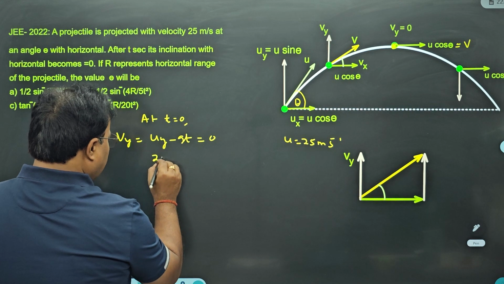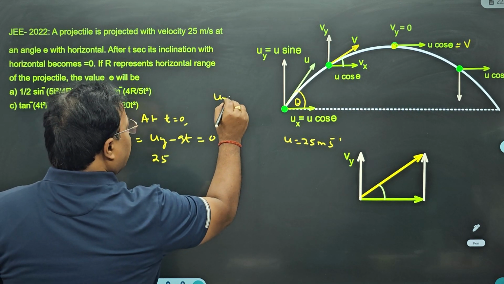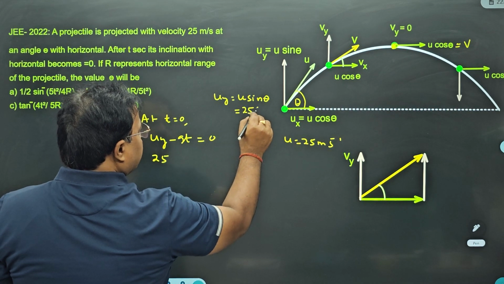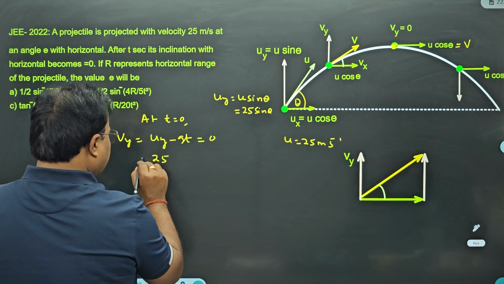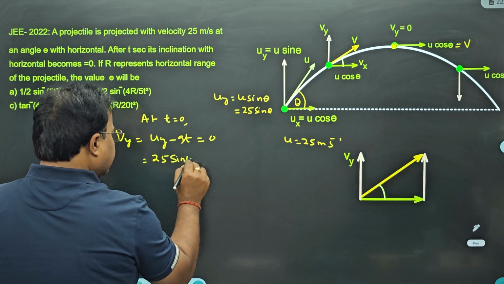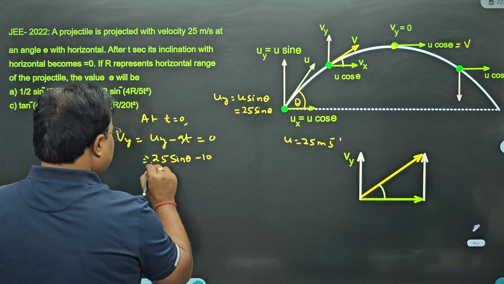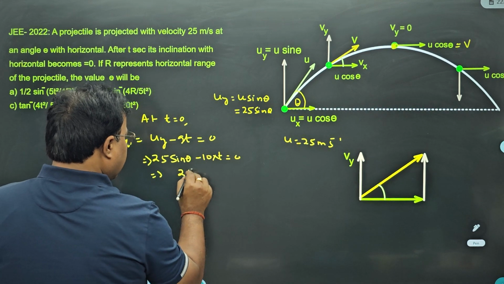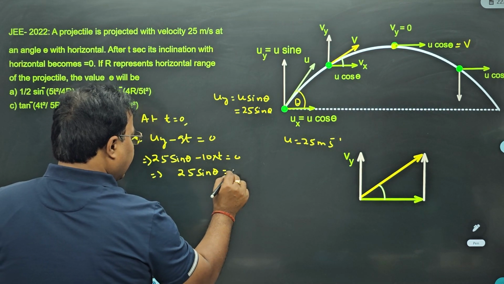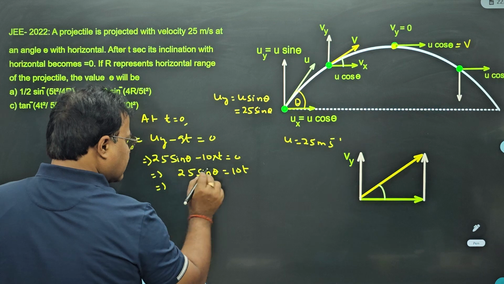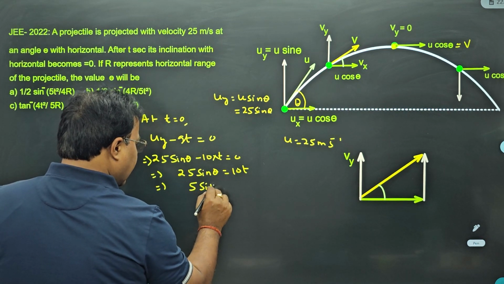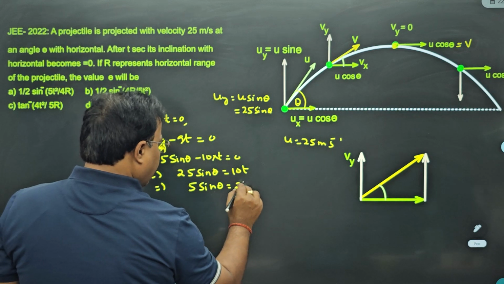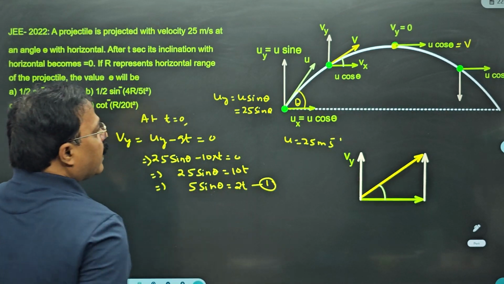Here U is equal to 25, so Uy equals U sin theta, which is 25 sin theta. I can write here 25 sin theta minus G into T equal to 0, with G equal to 10. So this implies that 25 sin theta is equal to 10T. Or we can write, cancelling 5 on both sides, 5 sin theta is equal to 2T, equation 1.